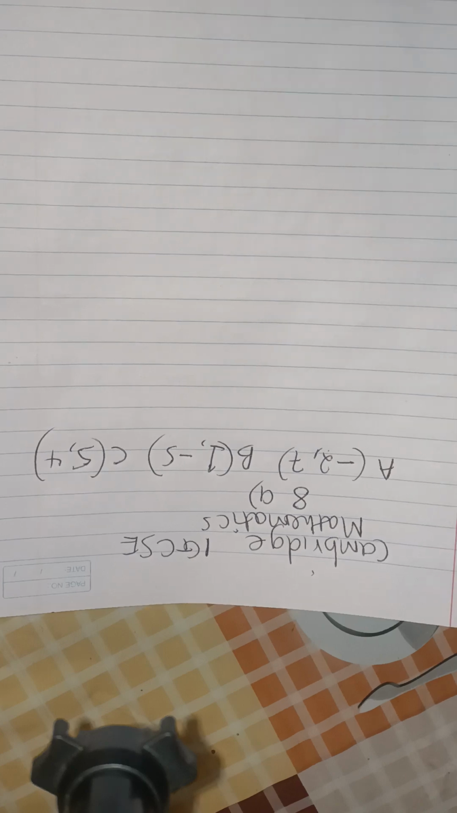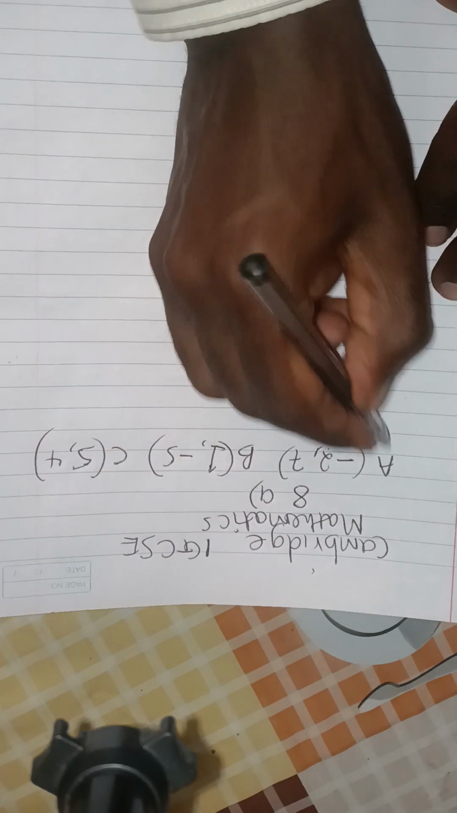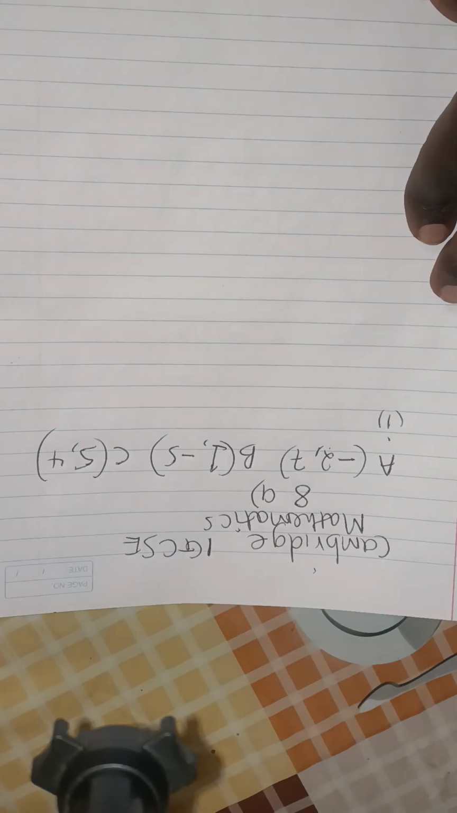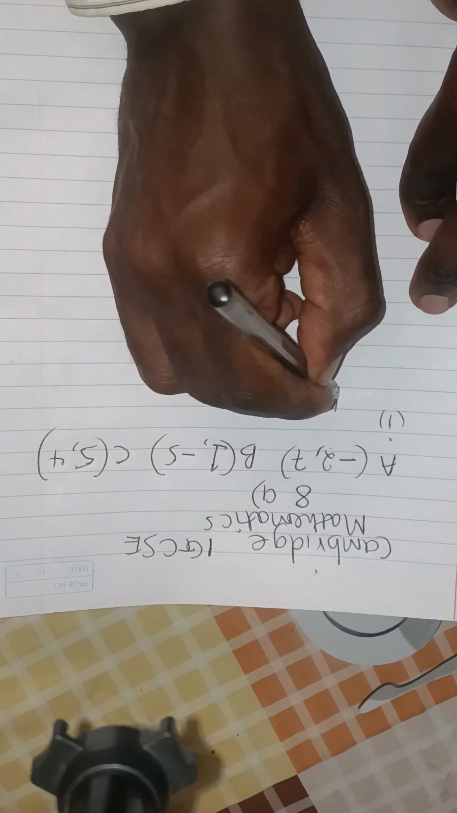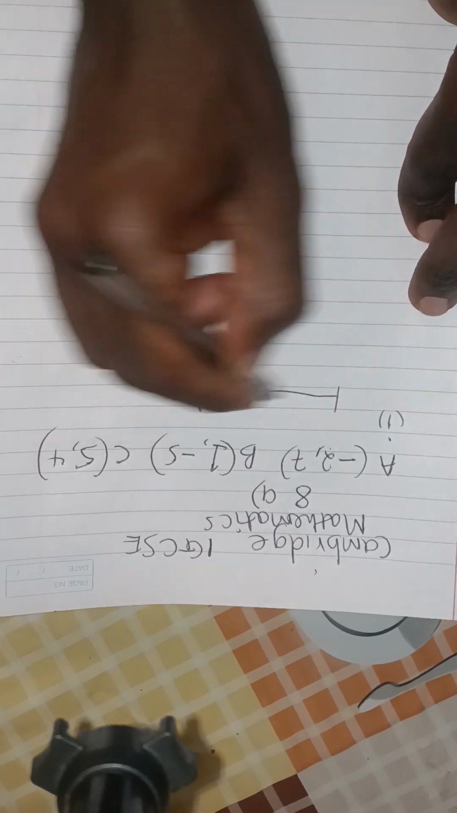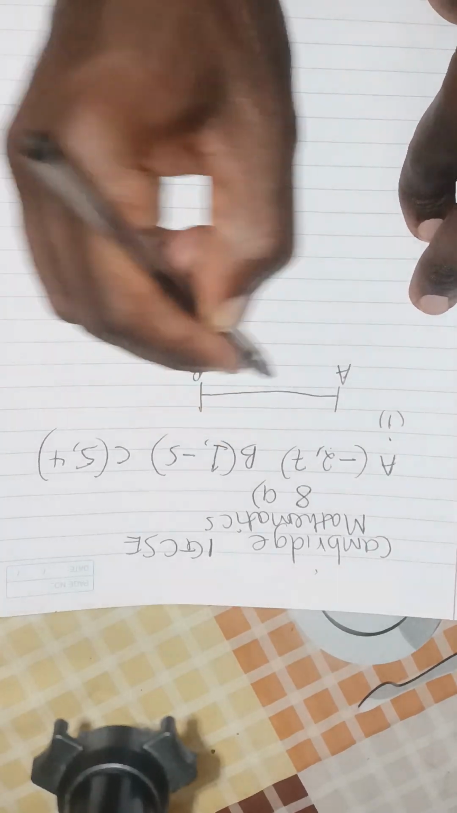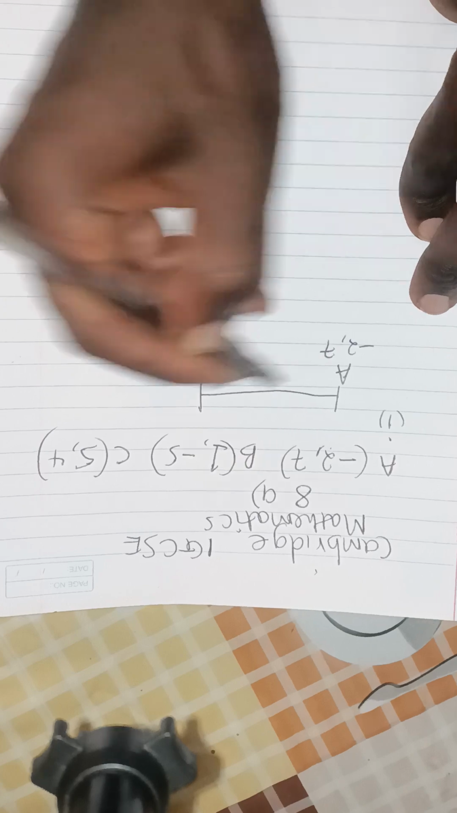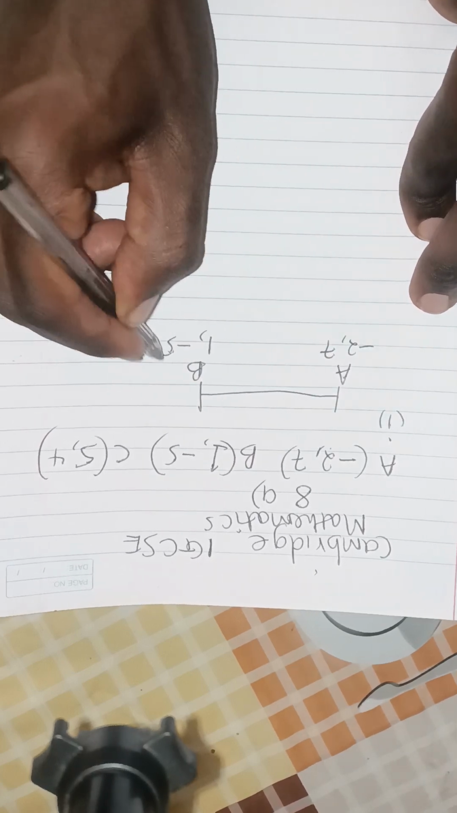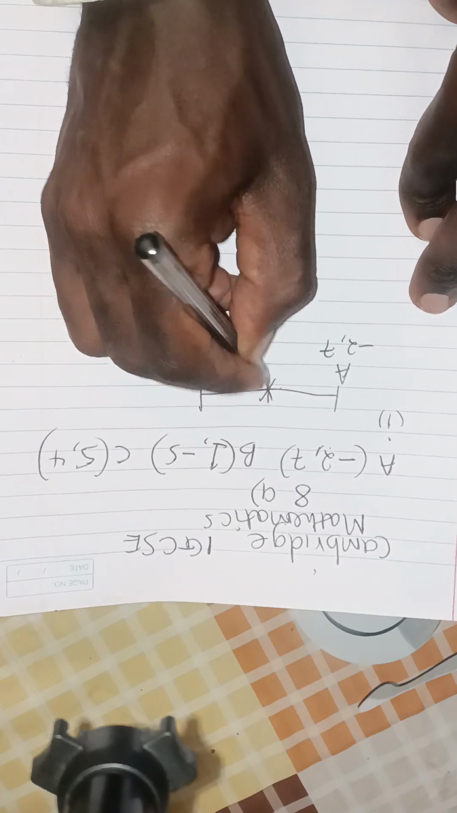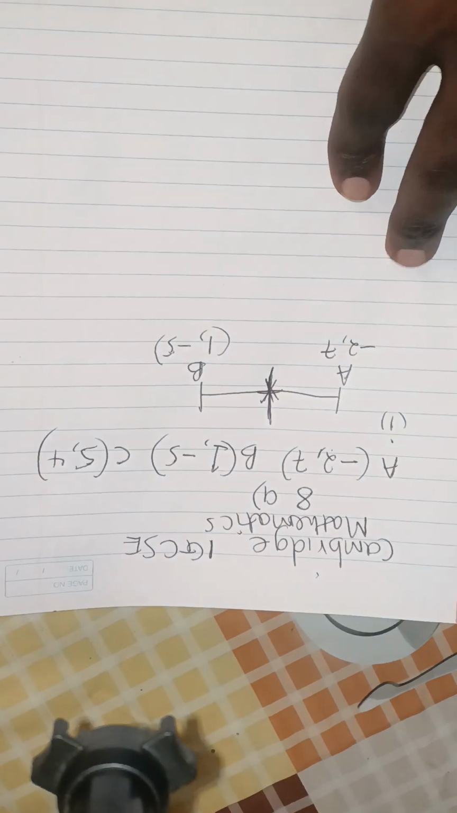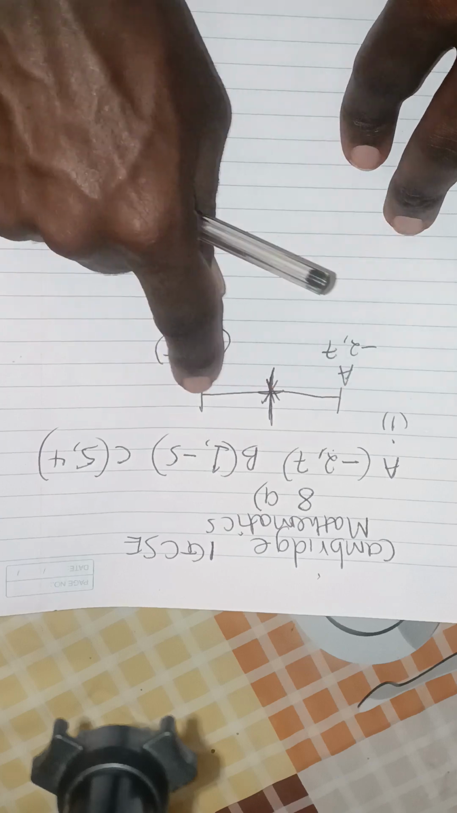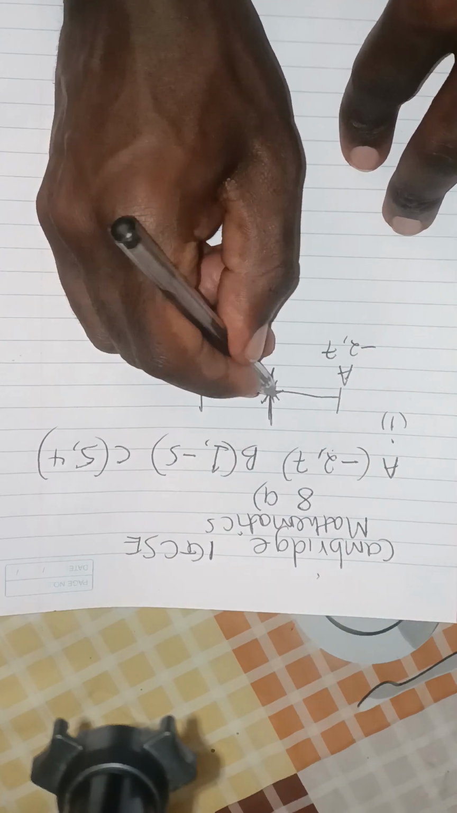So let's get to the first part of that question. It is Roman 1. It says, find the coordinates of the midpoint of the line AB. So we are going to take AB to be a line. So I can just capture this here. Okay, so this is our A and this is our B. So A has -2, 7 and B has 1, -5. So we're told to get the coordinates of the midpoint. We are taking this to be a straight line, and we are told to get the coordinates of the midpoint of this line.